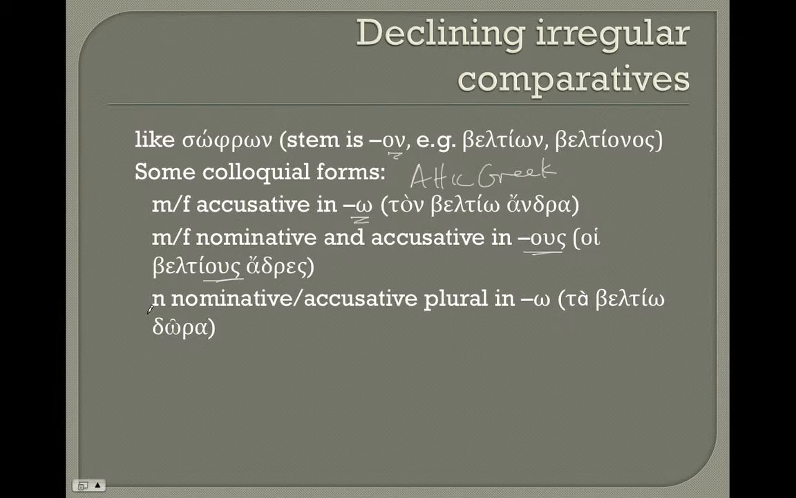And then finally, the neuter nominative and accusative plural ends in omega, just like the masculine and feminine accusative. So the better gifts, ta beltio dora. So remember these exceptions. Remember that most of the comparatives decline like sophron, and then go and memorize those forms.